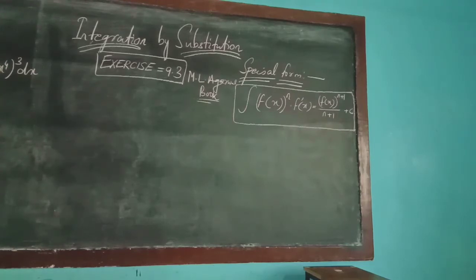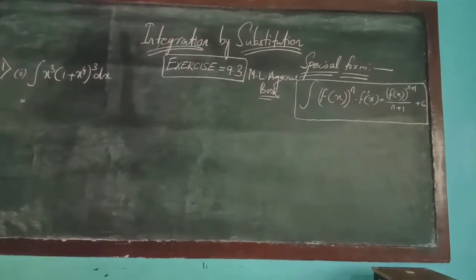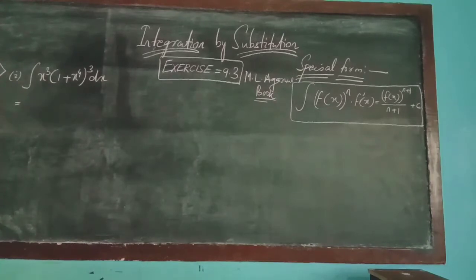I am taking one question. See, from the book I have taken the question: integration, question number 1, first part, x to the power 3 whole into 1 plus x to the power 4 whole cube dx. Let us see the process of solving. Okay, exercise 9.3, integration by substitution method.